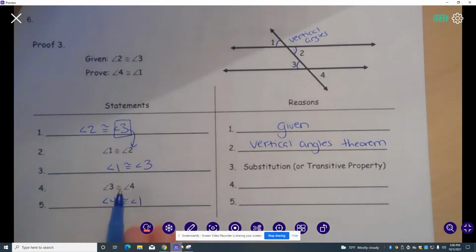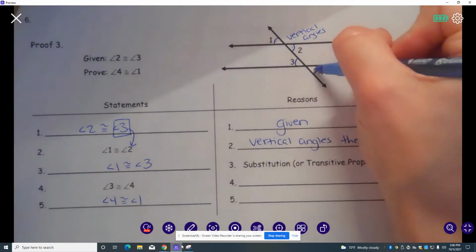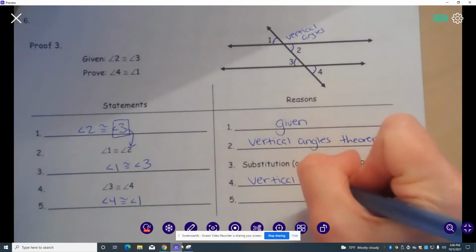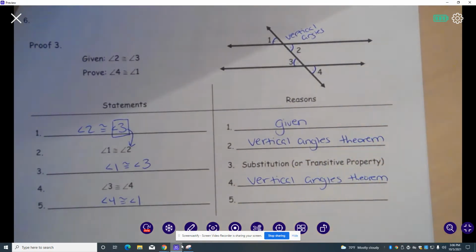All right, so now I'm moving on to statement 4, and we know angle 3 is congruent to angle 4. In my picture, how do I know that? Well, again, angle 3 and 4 are another pair of vertical angles. So by the vertical angles theorem, I know they're congruent. And lastly, how am I going to conclude then that angle 4 is congruent to angle 1?